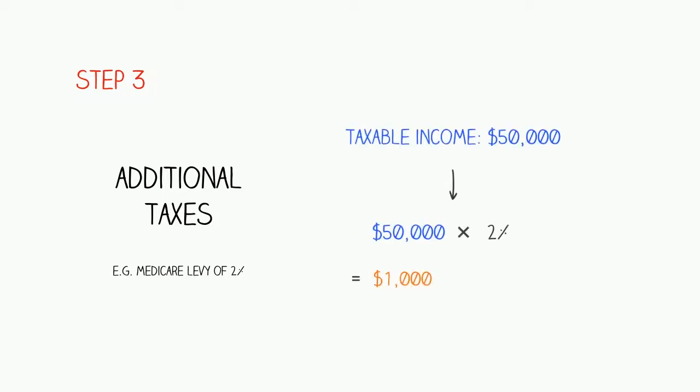Okay, let's move to the third step in calculating tax. The next thing you have to factor in is that the government may have other additional taxes for the year. An example of this could be the Medicare levy of 2%. With the Medicare levy, this rate is calculated on all of your taxable income. So if your taxable income is $50,000, this means you'd face an additional $1,000 in tax.